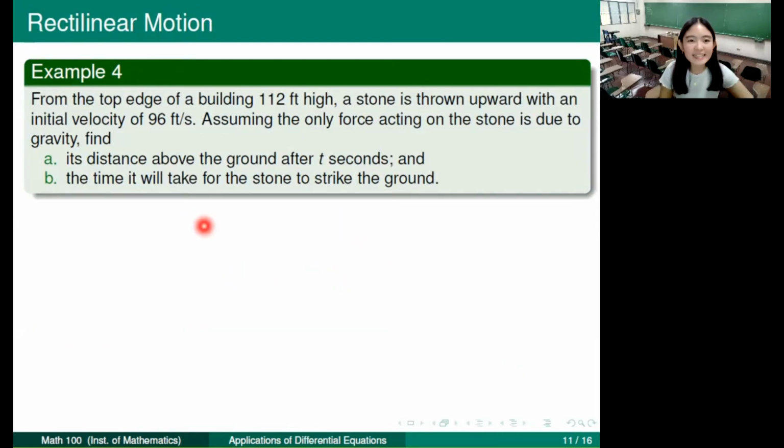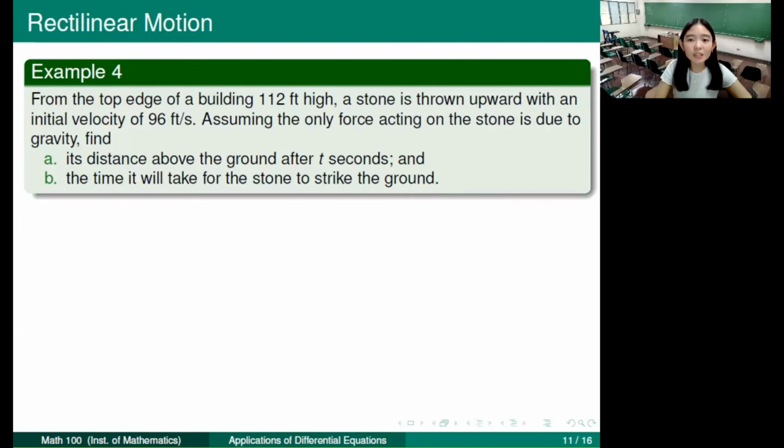Okay, so let's go to our example 4, last example for our rectilinear motion. I'll read first our problem here. No? From the top edge of a building, 112 feet high, a stone is thrown upward with an initial velocity of 96 feet per second. Assuming the only force acting on the stone is due to gravity, find A, its distance above the ground after t seconds, and B, the time it will take for the stone to strike the ground.